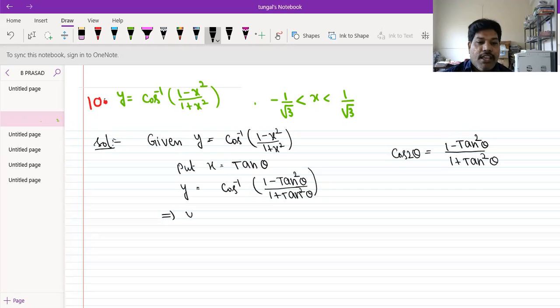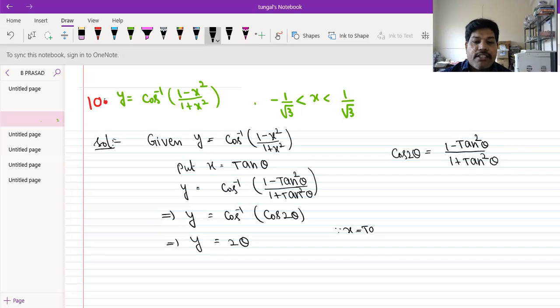Then y is equal to cos inverse of this value, which becomes cos 2 theta. So cos inverse and cos cancel, and we get y is equal to 2 theta. And also we have x is equal to tan theta, so automatically theta becomes tan inverse x. So here we apply that: y is equal to 2 tan inverse x.